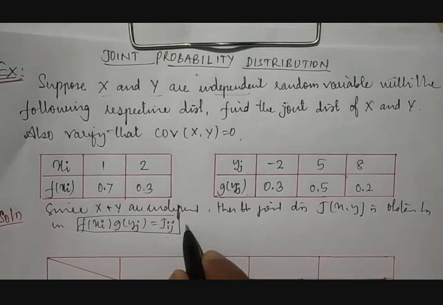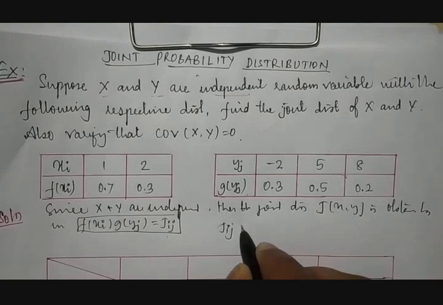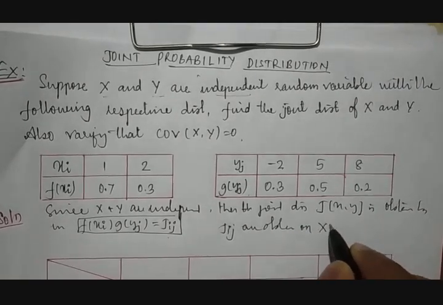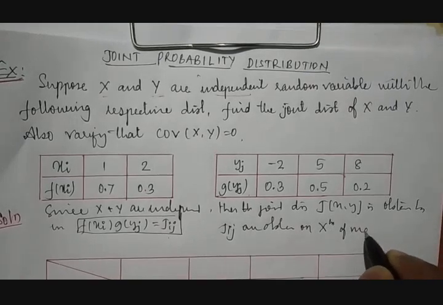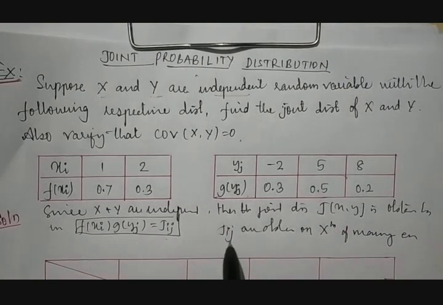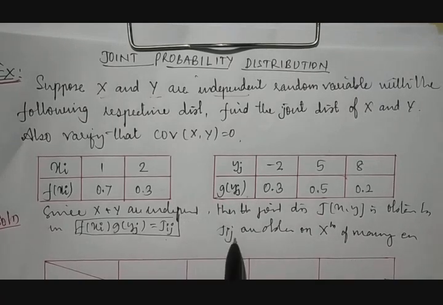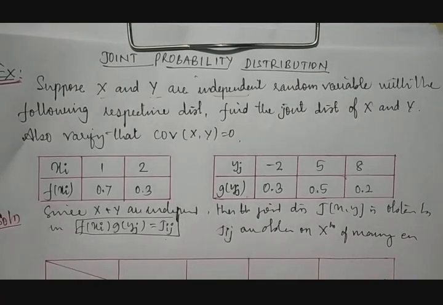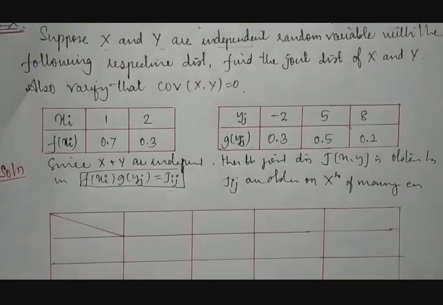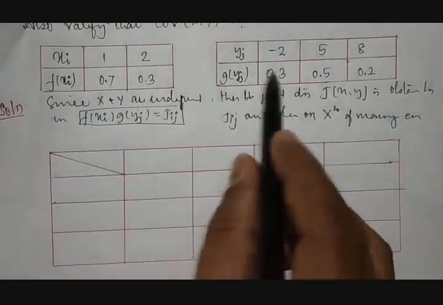How can this jij be obtained? This jij can be obtained by taking the multiplication of the marginal entries. What are marginal entries? These are the marginal entries. So by taking the product of these marginal entries, we are going to get this jij. Okay. So let us see how it works. We'll try to construct a joint distribution. These are marginal distributions.